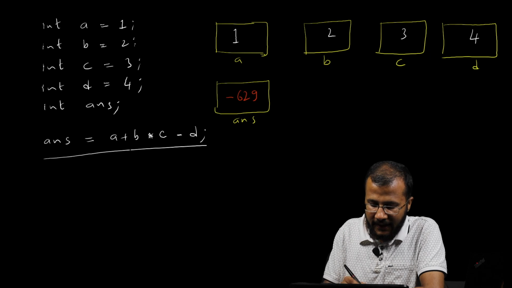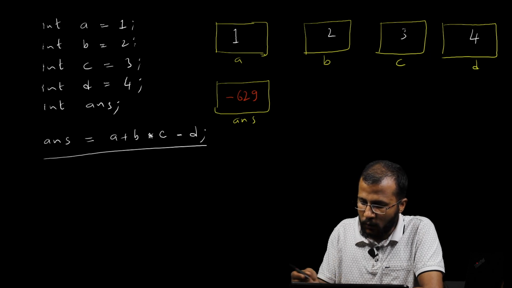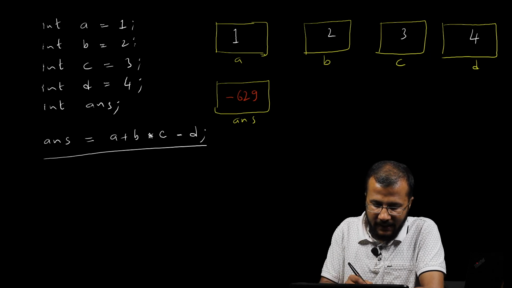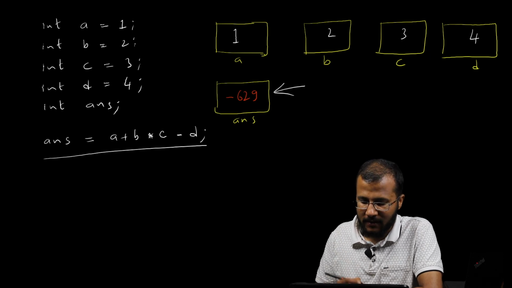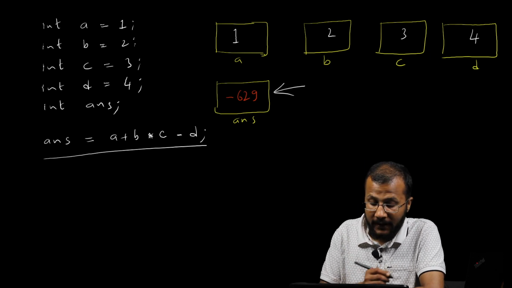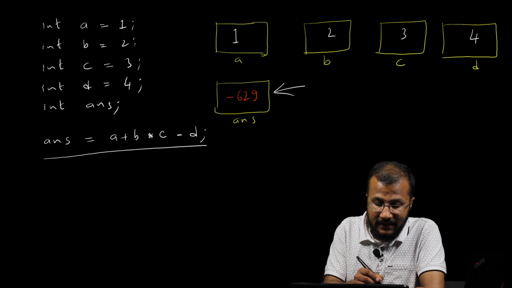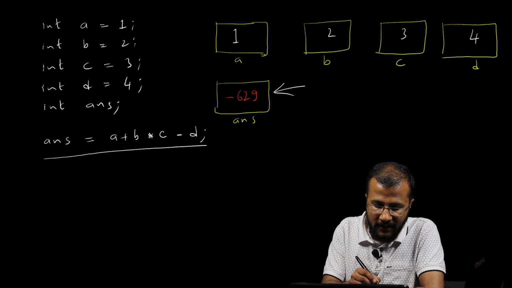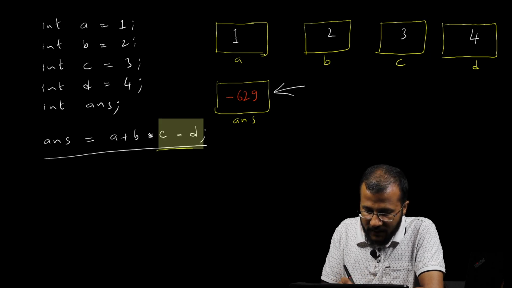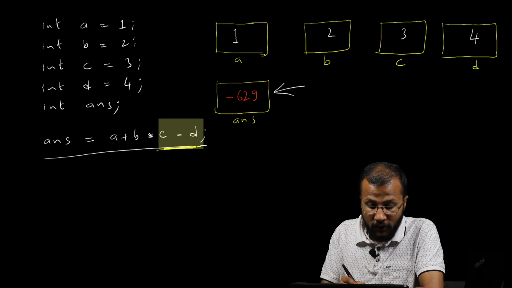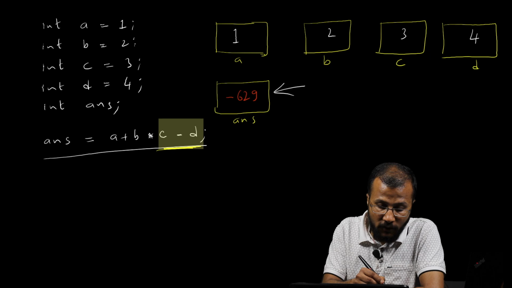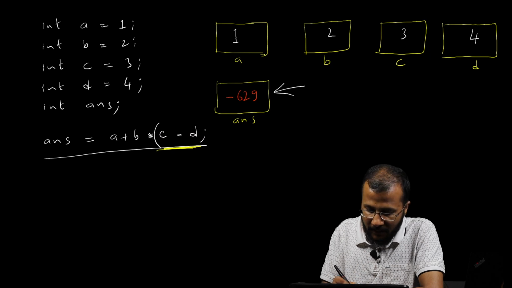In this case, A, B, C, D are taking the values 1, 2, 3 and 4 respectively, and answer has some random garbage value. Here, let's take it as minus 629. Now, this looks the same as before, but I would like to evaluate C minus D first. So if I want to give priority to C minus D, I'll have to introduce brackets here.